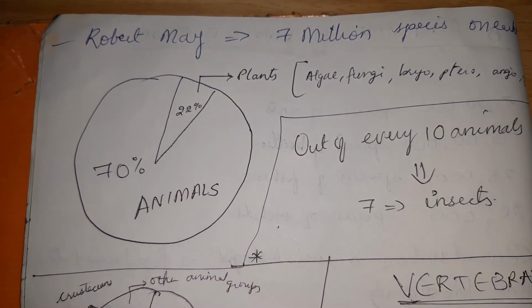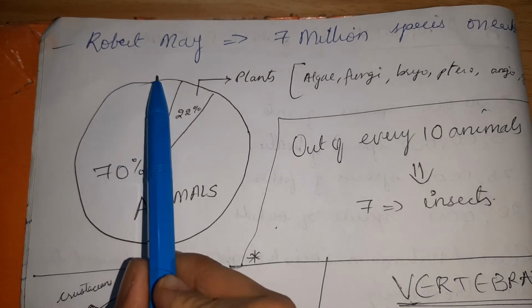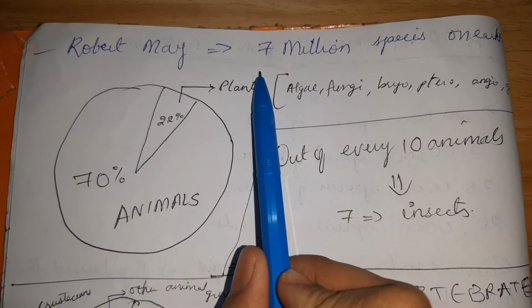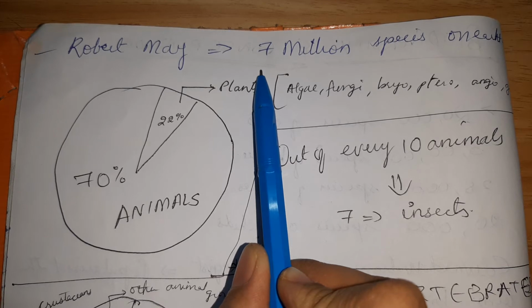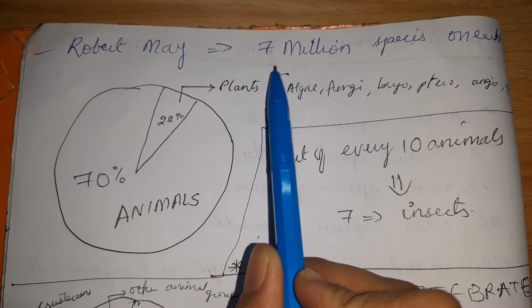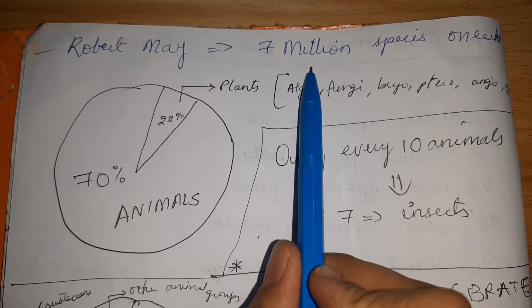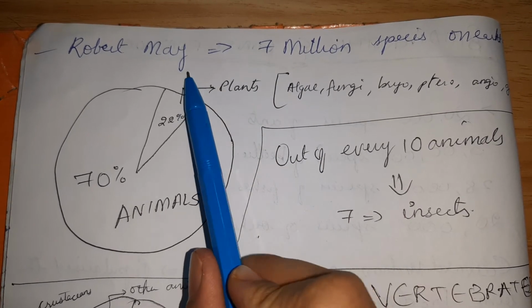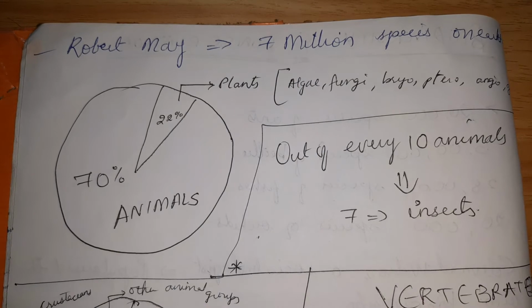Then this is also a very important statement given by Robert May. He said that there are almost 7 million species on earth yet to be discovered. We have discovered slightly more than 1.5 million species, and according to Robert May, 7 million more are present, and we need to discover them.